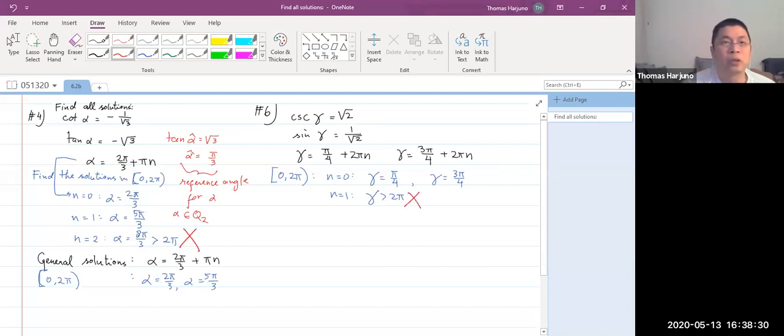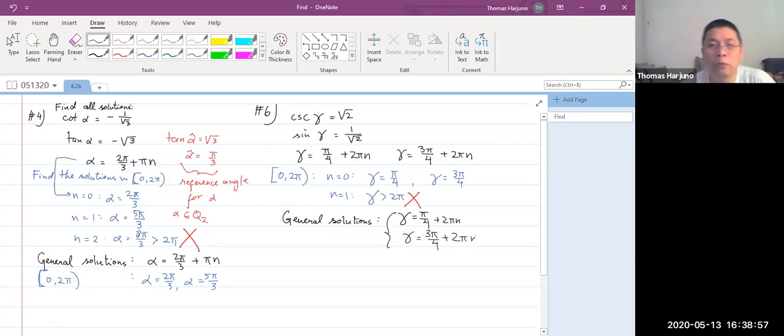So if the question only asks for the general solution, we say gamma equals pi over 4 plus 2 pi n, gamma equals 3 pi over 4 plus 2 pi n.